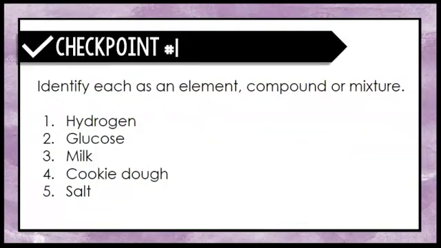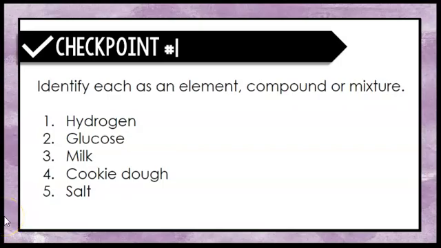Now, let's try identifying each of the following examples as an element, compound, or mixture. First of all, hydrogen. Hydrogen is found on the periodic table, so it is an element. Glucose, or C6H12O6, is a combination of three different elements, carbon, hydrogen, and oxygen, in the specific ratio 6:12:6. So it is a compound.